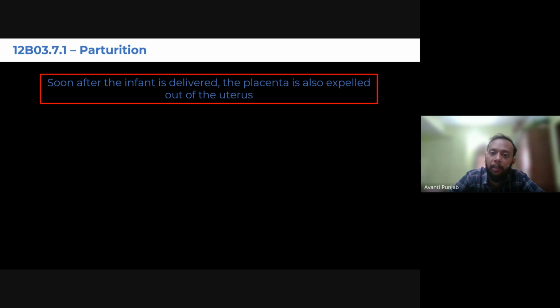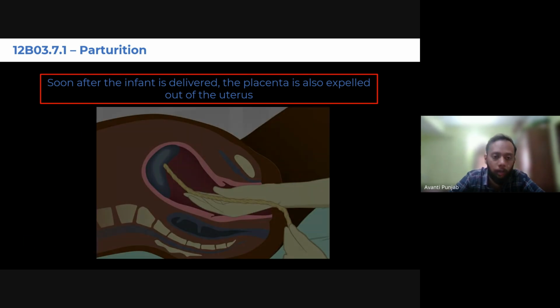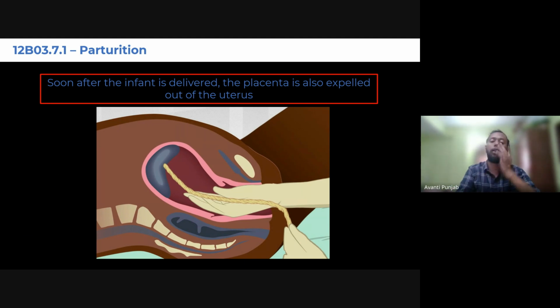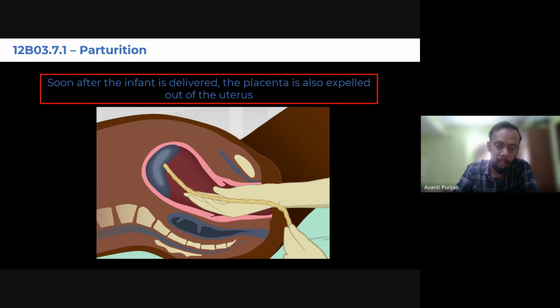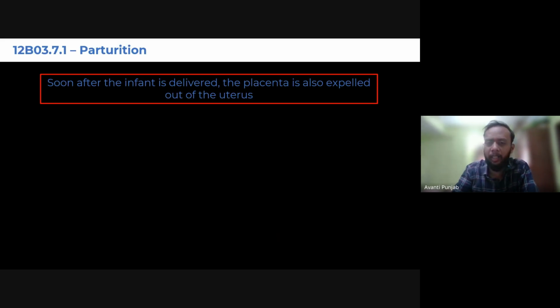Now, soon after the infant is delivered, the placenta is expelled out of the uterus. बिल्कुल placenta भी यहाँ पे आपका बाहर आएगा after the expulsion of the baby. And after the expulsion of the baby, one has to go for a cutting of the umbilical cord. Umbilical cord में बाद में यहाँ पे cut कर दिया जाता है, so that now the baby is out. चलिए, तो ये है आपका पार्चुरेशन. सिंपल टॉपिक है, ज्यादा इसमें कुछ है नहीं.